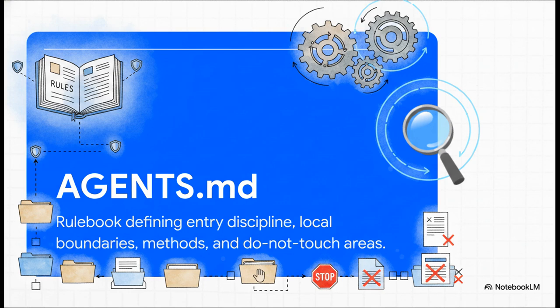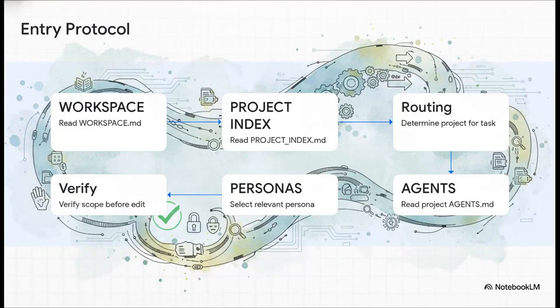Next up, we have the rulebooks, the agents.md files. These exist both at the global root level and inside individual local projects, and their job is to define entry discipline. They establish strict local boundaries, specify approved methods, and clearly mark out absolute do not touch areas. This is absolutely crucial because it prevents the AI from taking immediate, unscoped action and enforces strict safety boundaries across all your files. So, let's walk through this entry protocol step by step.